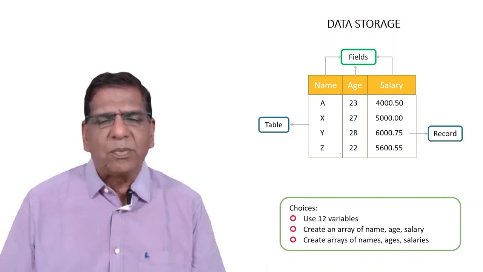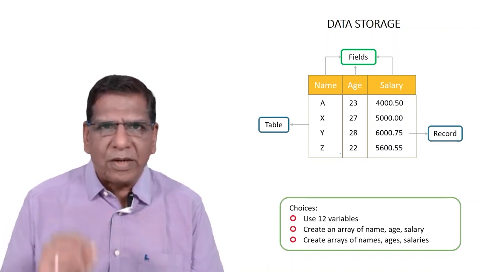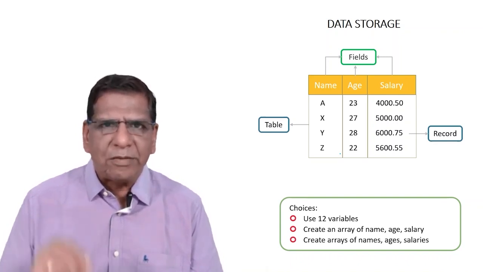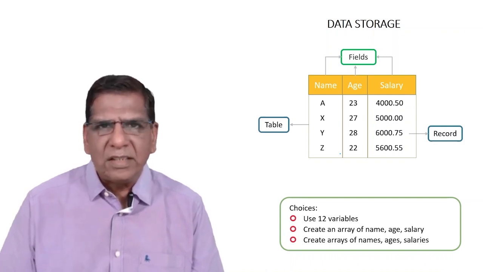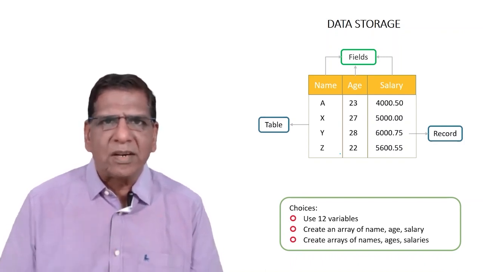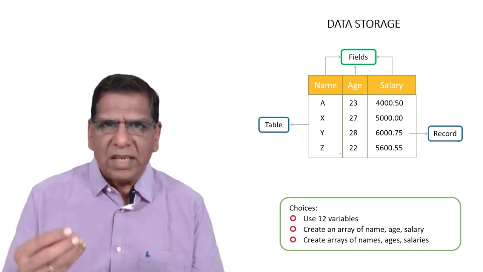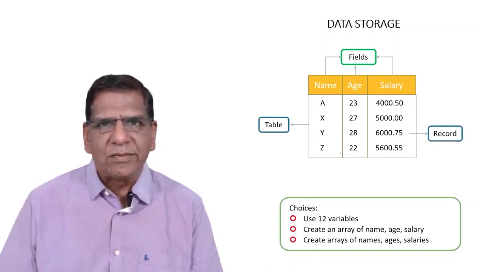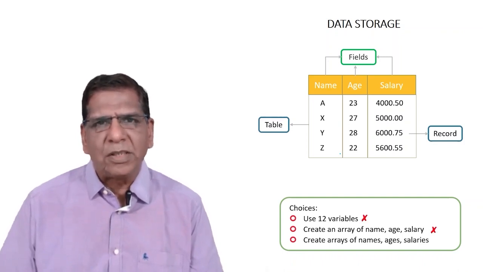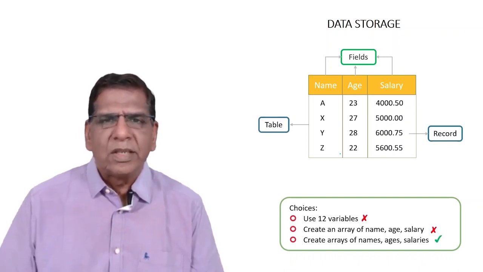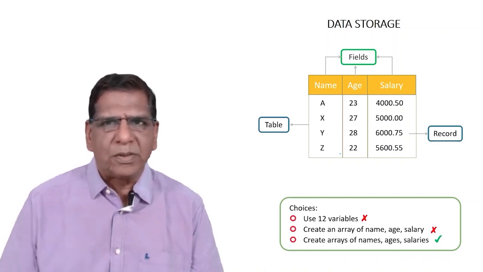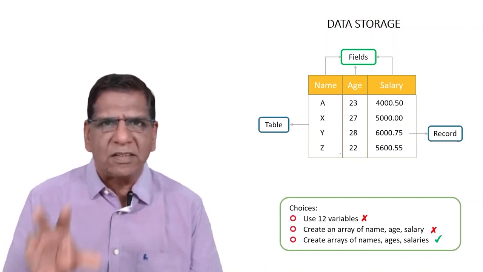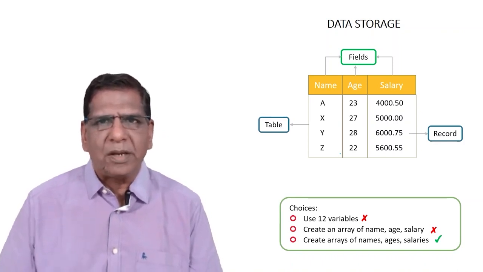That brings us to the third possibility, wherein we create an array of names, array of ages and array of salaries. That is indeed feasible because names are all similar, so they can go in an array. Ages are all integers, they can go into an integer array. Salaries are all reals, they can go into a float array. So first 2 options are indeed wrong. Third one is very much doable. So let's see how do we implement the third option to store such data, such tabular data into memory.